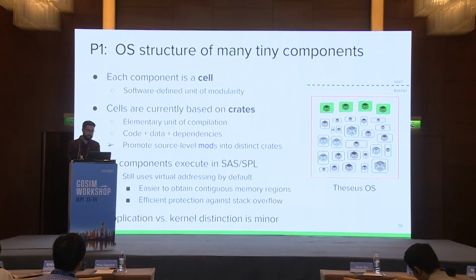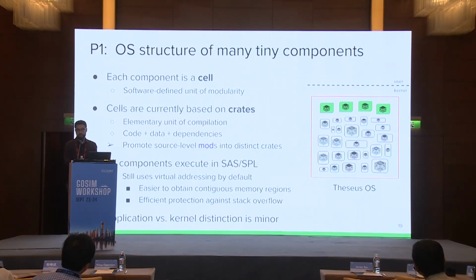So the first principle was an OS structure of many tiny components, right? So each component is a cell. That's a unit of software-defined modularity. That's basically a fancy way of saying a crate, right? Currently, one cell is a crate. In the future, we may expand that definition to be things that aren't crates, for example, a WebAssembly component. But for now, just think of it as a single Rust crate, which is basically a set of code and data, and then the dependencies that that code or data has on other cells.